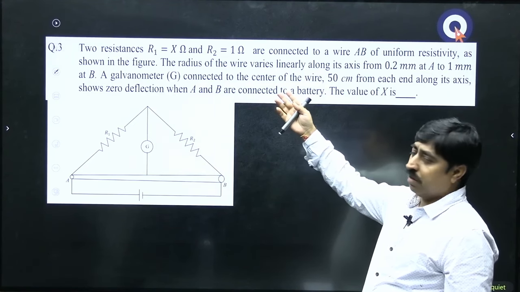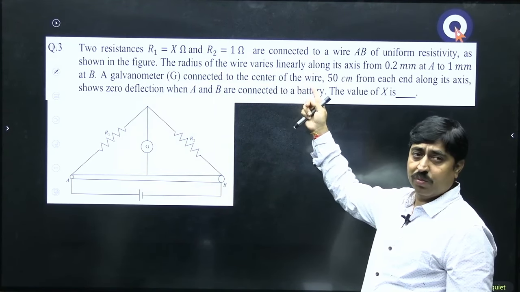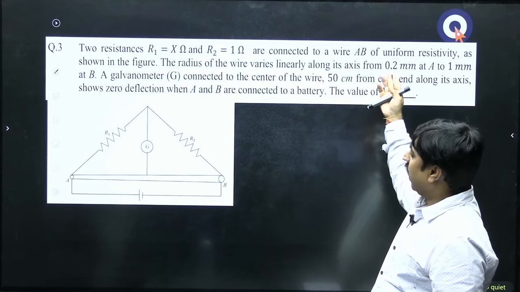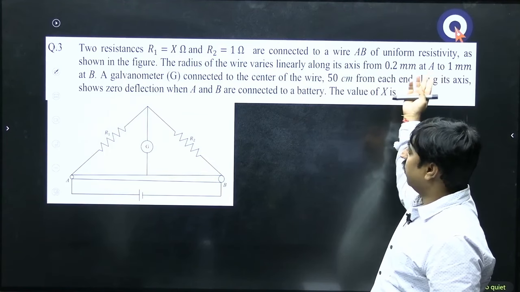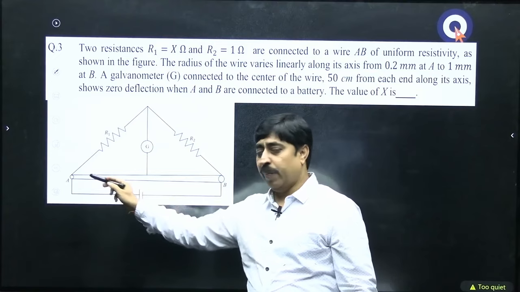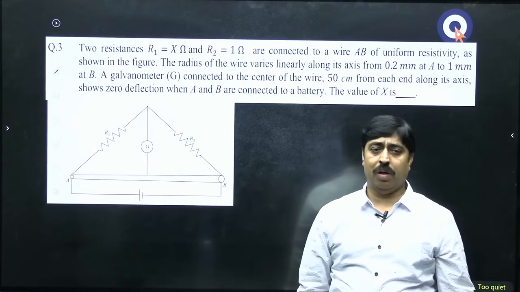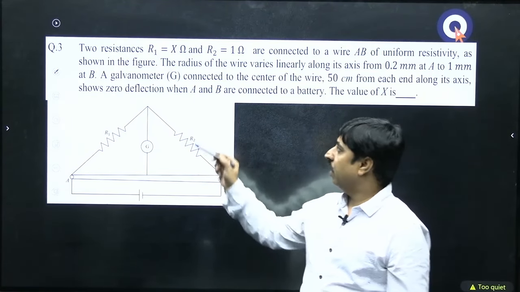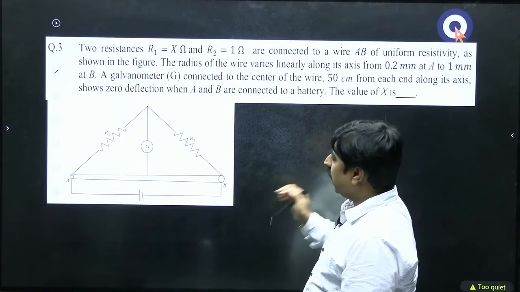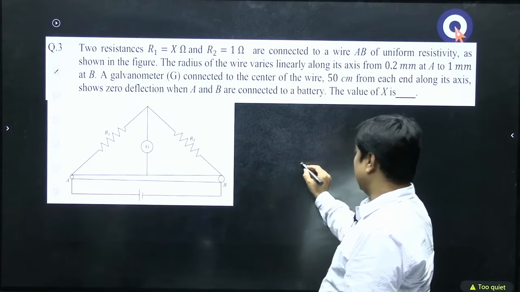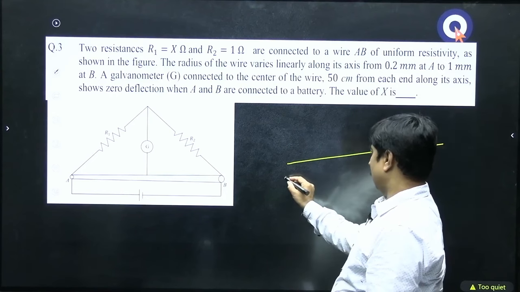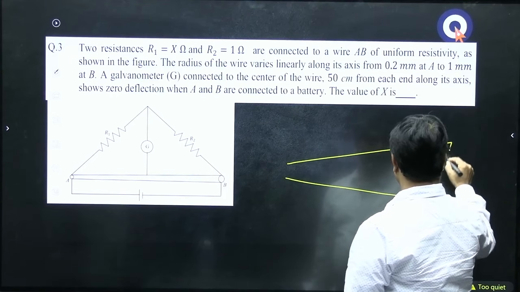Two resistances, R1 which is X ohm and R2 which is 1 ohm, are connected to a wire AB of uniform resistivity as shown in the figure. This is a wire made of uniform material of uniform resistivity, and the radius of the wire varies linearly. The radius of the wire varies linearly. I'll draw it like this so that you can see it clearly.